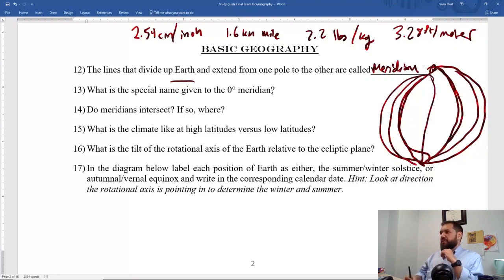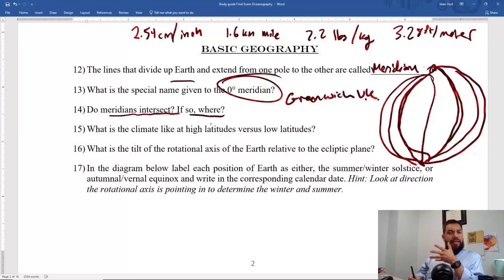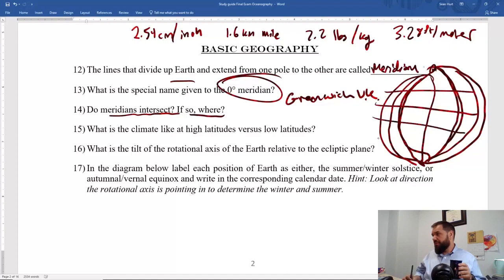Now, the 0 degree meridian line is the one that goes through Greenwich, England, right? So Greenwich, UK. Okay. Do meridian lines intersect? Yeah, they do, at the poles. Okay, they all intersect at the poles, actually. Parallels don't do that, right? Parallels don't intersect at all. They're parallel. That's why we call them parallel.